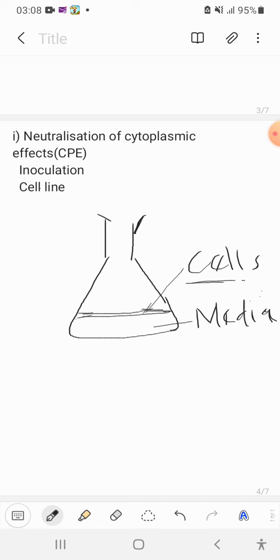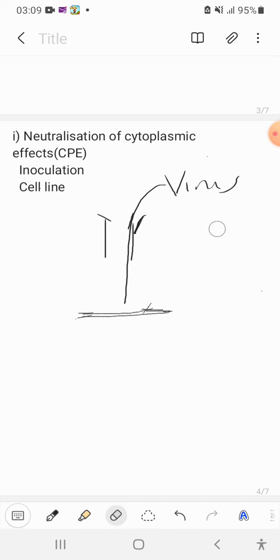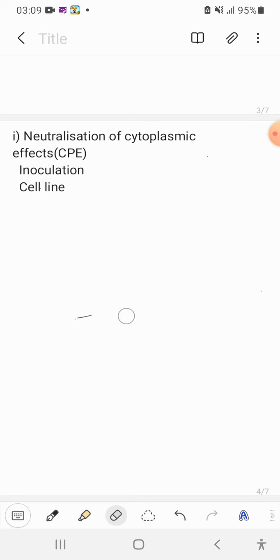So these cells can be used to demonstrate cytopathic effect. You inoculate the virus inside these cells. So you introduce the virus, and then observe the effect of the virus. That can be done, and then you see cytopathic effect. So that's what we call a cell line. So when you talk about it, you will not have a lot of problems understanding what we are talking about.